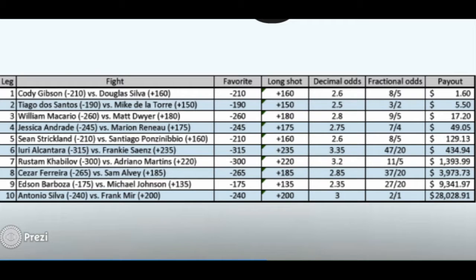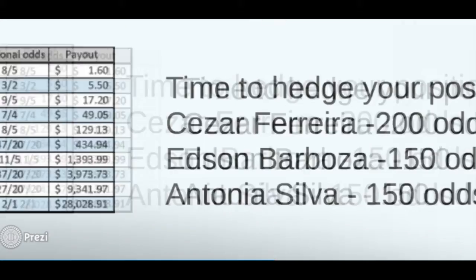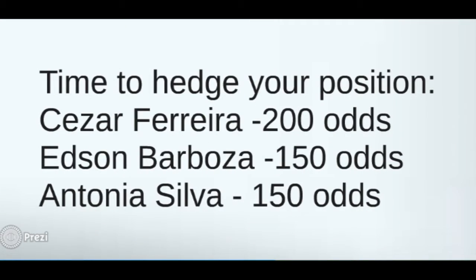So what the sportsbook could have done had it had BetWatch was hedge its positions in the last 3 fights. They could have improved the odds on the Cesar Ferreira match, and when that one came in and the underdog lost, they could have then raised the odds on the Edson Barboza match as well as the Antonio Silva match. So BetWatch would have given them the ability to alter the odds rapidly as these long shots were coming in.